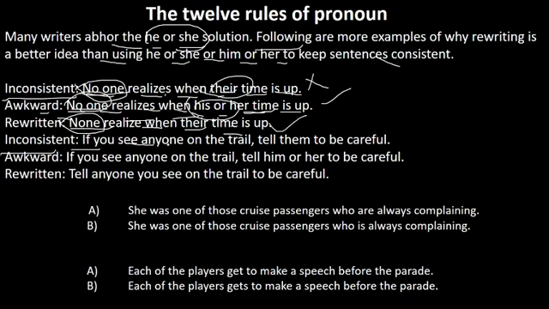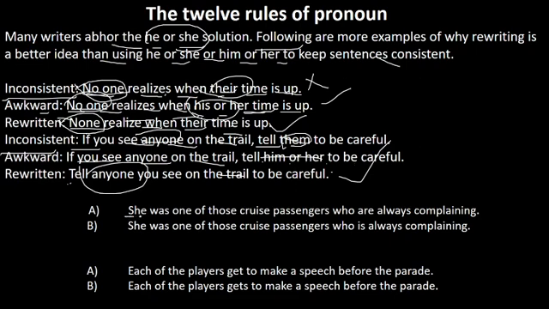Inconsistent: "If you see anyone on the train, tell them." So we see "anyone" is singular, "them" is plural. "If you see anyone on the train, tell him or her." So using "him or her" is awkward. So now: "Tell anyone you see on the train to be careful." So reconstruction is better than the inconsistent and the awkward. Although the awkward one is correct, reconstruction will be better.